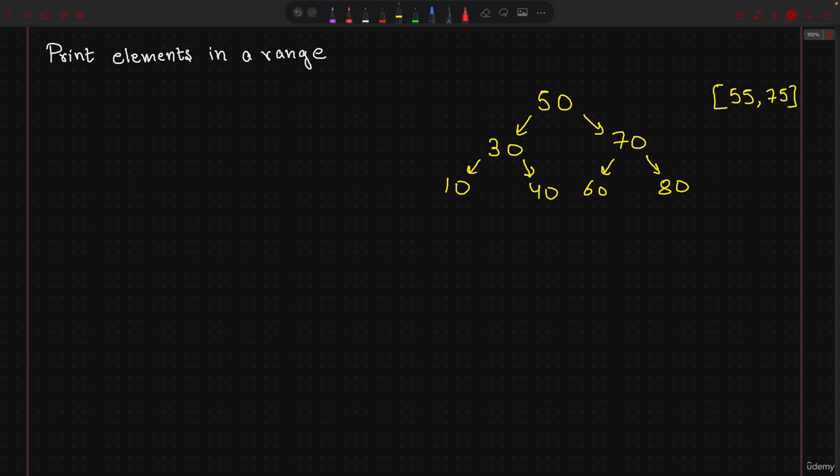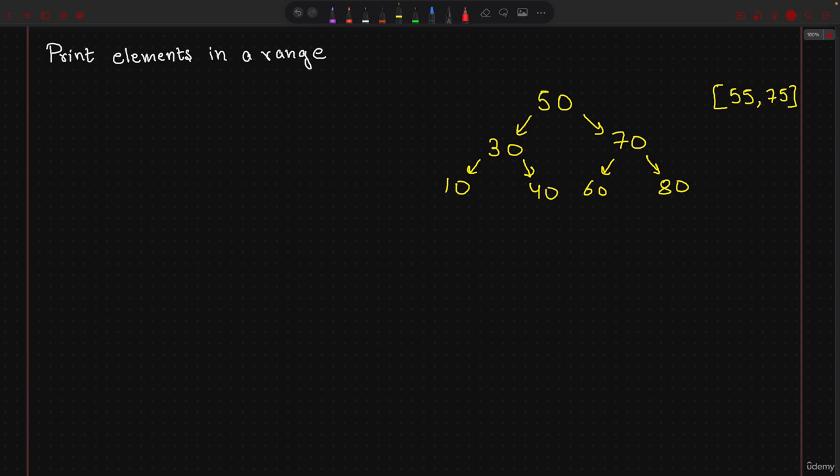But because of the property of BSTs, where the left subtree is always going to be smaller than my root node's value, and in the right subtree, everything is going to be bigger than my root node's value, I can do some optimization here. So what can be the optimization? Let us take some examples.